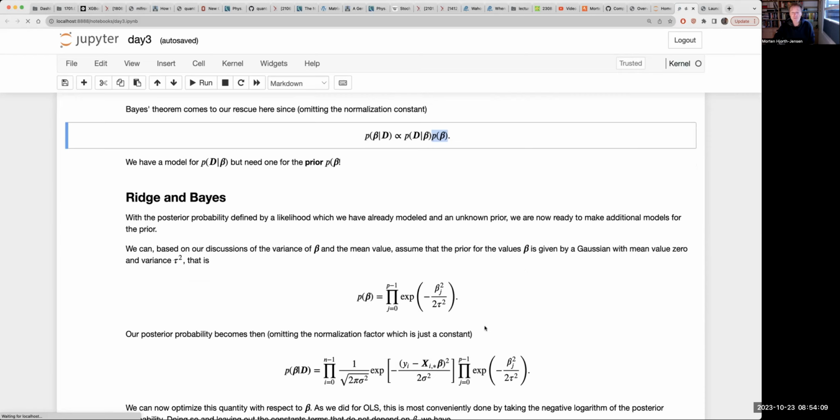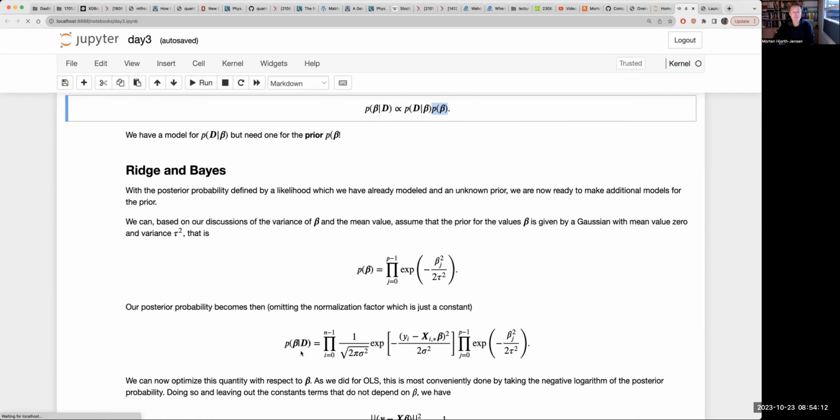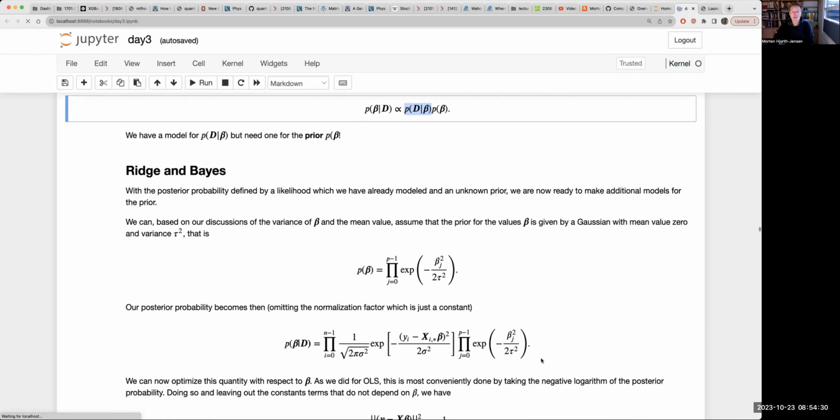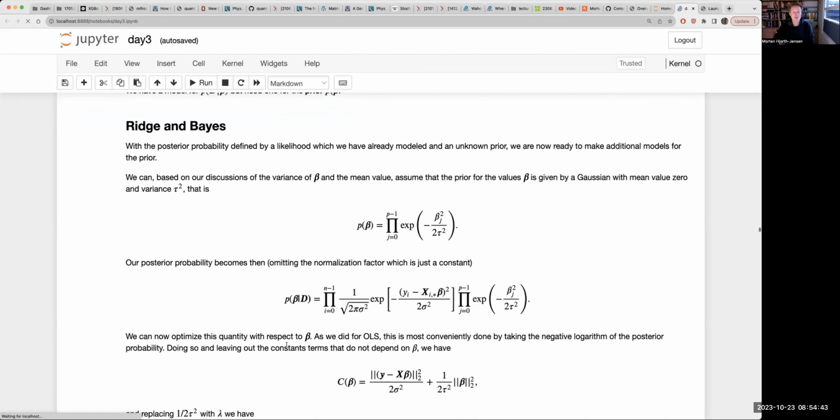Now, if we do that, then our total probability is simply going to be given by the Gaussian we had here for the so-called likelihood function, which we have from ordinary least squares, multiplied with a probability distribution or a prior for the parameters beta. And then we can ask ourselves, what are the optimal parameters beta, which maximize this probability or minimize the log of this probability?